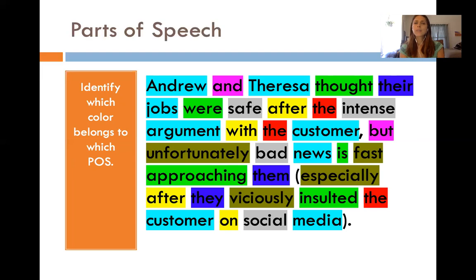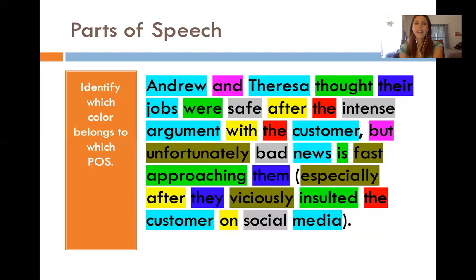How about this kind of light green, thought? This is a verb. So we have thought, were, is, approaching, insulted. These are all verbs. How about this dark blue one for there? This is a pronoun. So we have their, them, and they. How about this gray? Safe, intense, bad, and social. I think I already kind of gave you a hint with social, but this is an adjective.